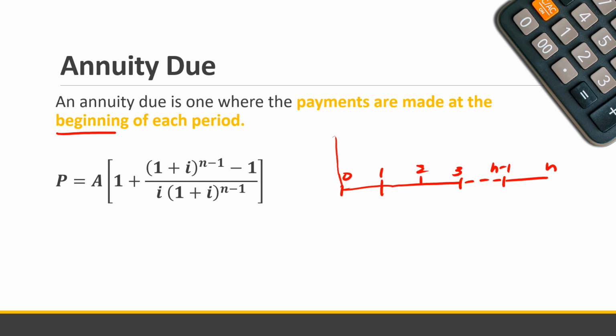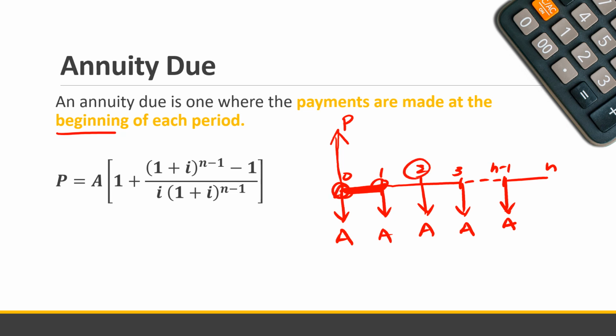So if meron kang amount P or nag-loan ka ng amount P, so babayaran mo siya at that moment also. So at the starting of the year. So doon na mag-start yung payment mo. So A, at the beginning of the year. So this here is 1 year. So ito yung beginning, ito yung end. So yung end ng first year is also the beginning nung second year. So ito yung beginning ng first year, beginning ng second year, beginning ng third year. So yan yung annuity due.